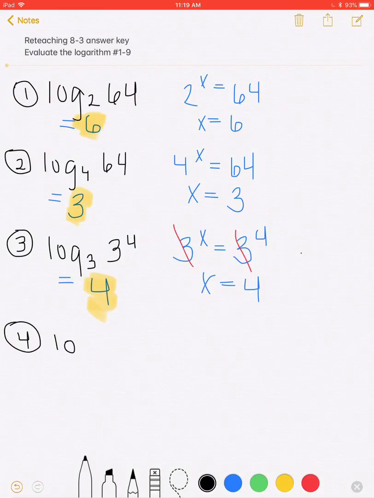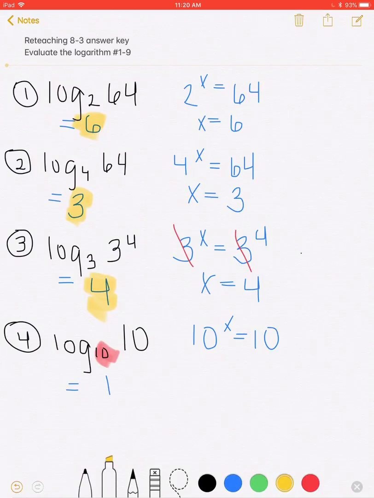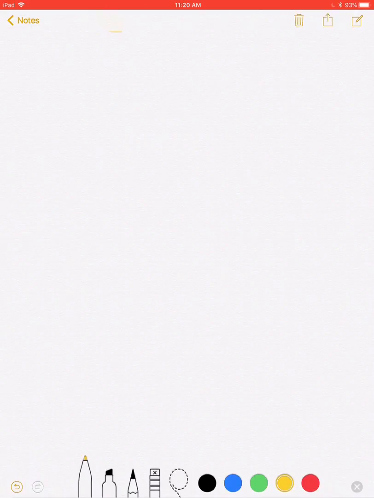Moving on to number 4, we got log base 10 of 10. Now we talked about the common log, and when we don't see a base, we're assuming it's common log base 10. So I wrote that in there for us in red, and if you double check your notes, there's no little 10 there, and we put that in. And then we're going to scoop and loop around, and 10 to the first power is 10.